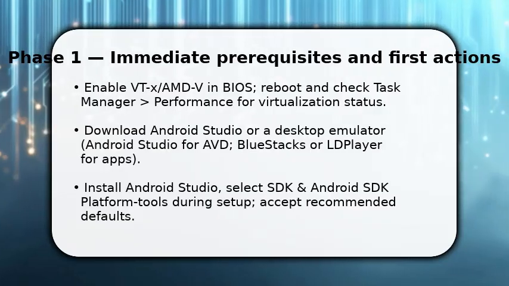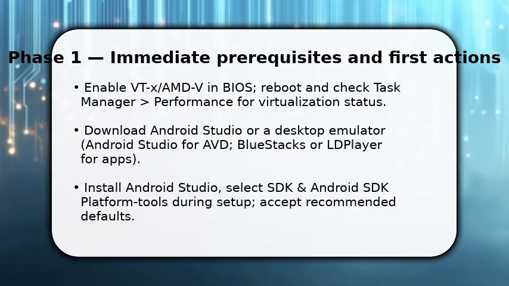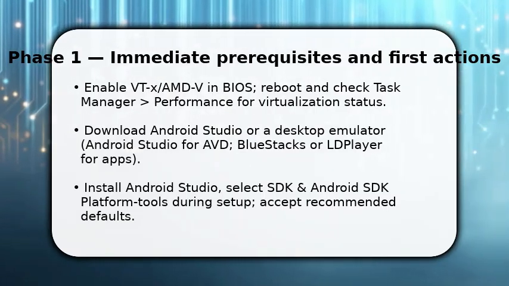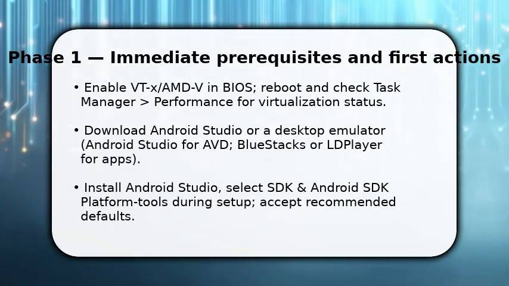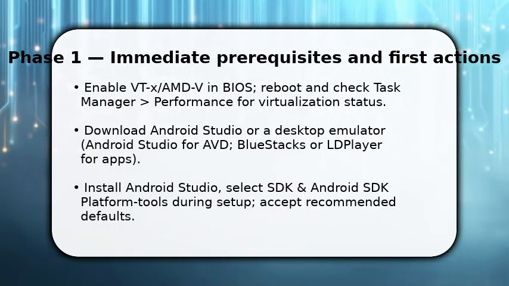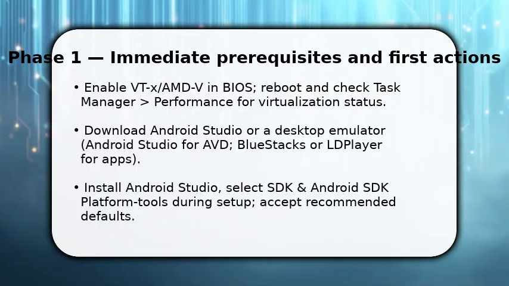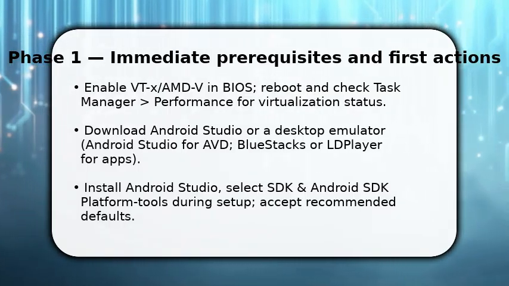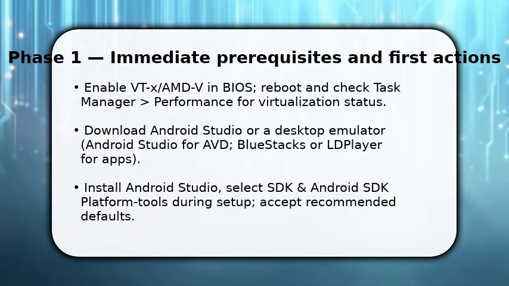You'll begin by preparing the PC so the emulator runs smoothly. First, reboot and enable VT-x or AMD-V in BIOS. This unlocks hardware virtualization, which greatly improves performance. Once done, download Android Studio if you want the official AVD route, or pick a third-party emulator for app testing.